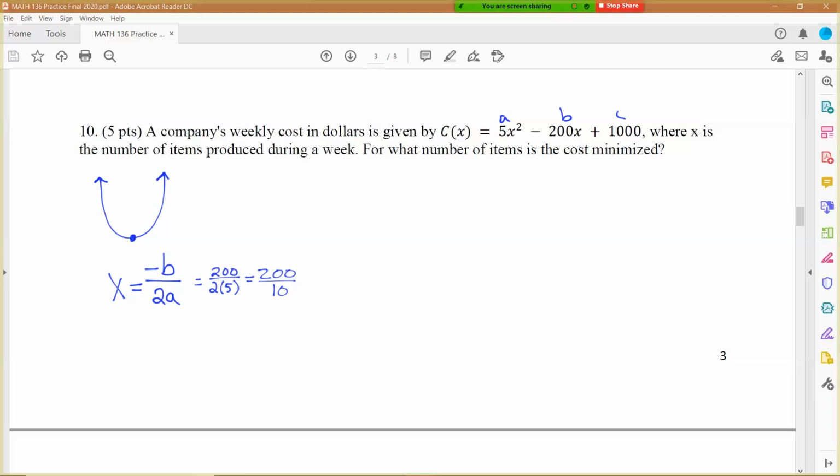Those are some big numbers. We don't have to use C. All we have to use is A and B. So it's not going to work. So we're going to take 200 divided by 10 to get 20 items.